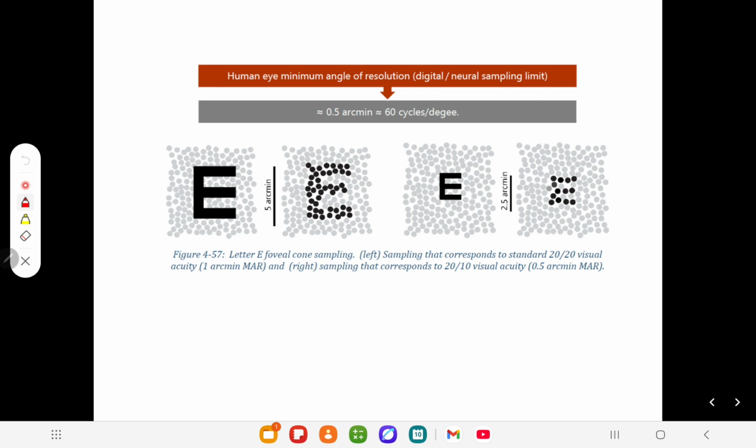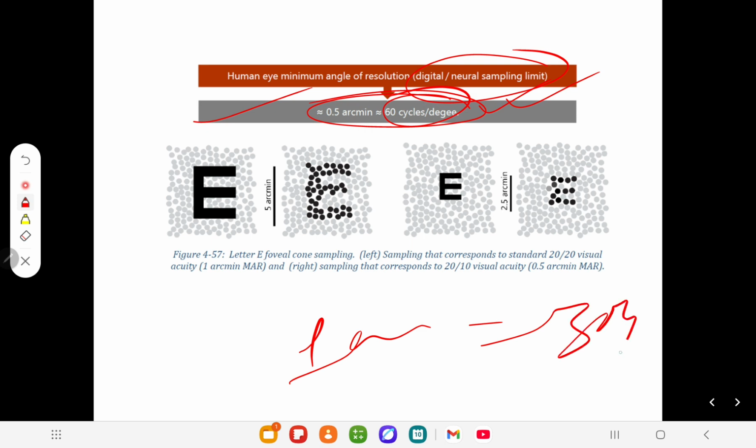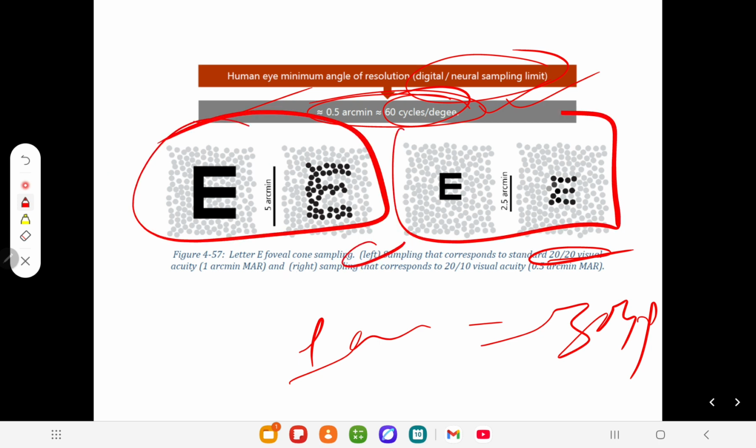So that's why in case of neural signaling, whatever we call retinal theory or Nyquist theory, we consider 0.5 arc minute as the resolution capacity, which directly corresponds to 60 cycles per degree. One arc minute is equal to 30 cycles per degree, isn't it? So this is the case of 20/20 vision. In case of left, this is 20/20, and this is 20/10. So in 20/10, you can see only one spacing, only one cone. In 20/2, you can see more than one, isn't it?